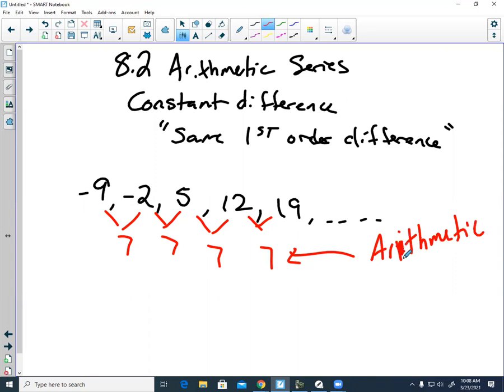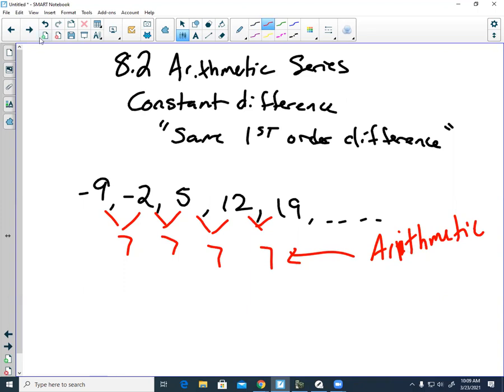Okay. Easy check. Every one of these is going to be like this in this section. If it's not, the answer is it's not arithmetic, and you move on. So if you get one where they're not the same in this section, you just say, nope, can't do it, and then you move on.